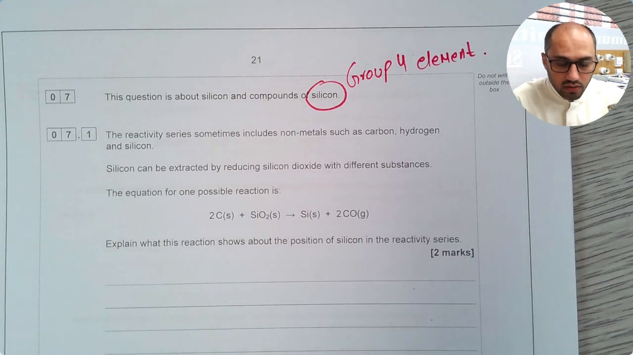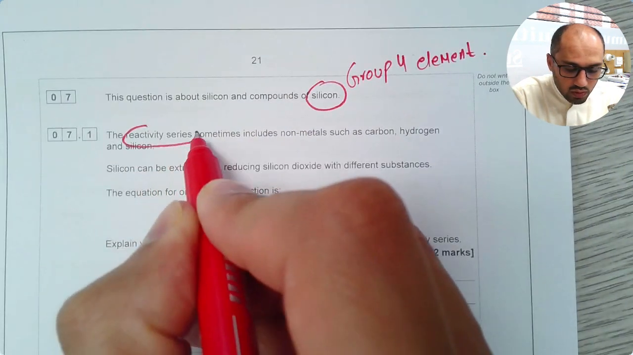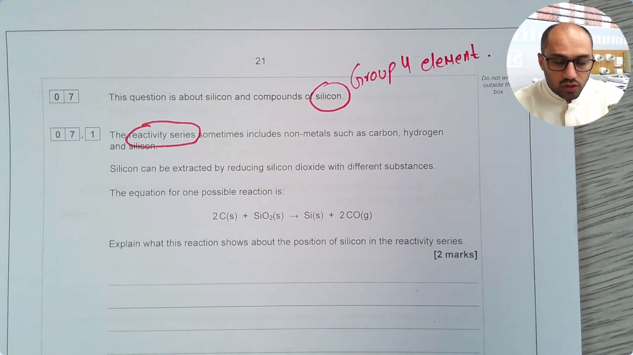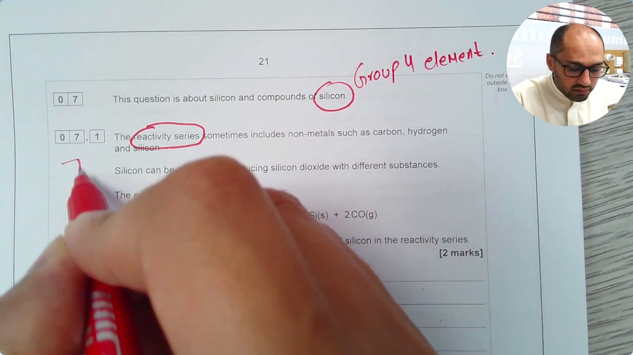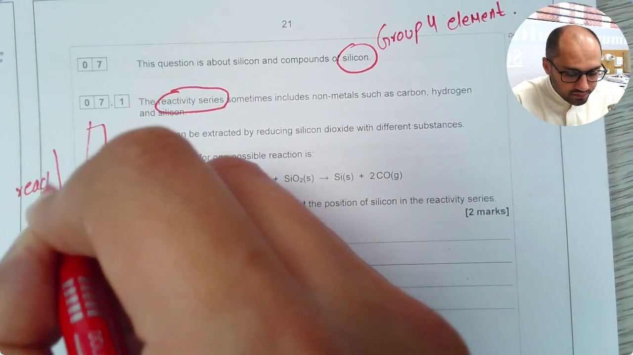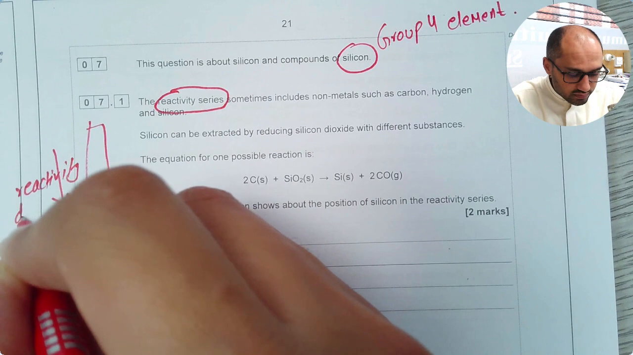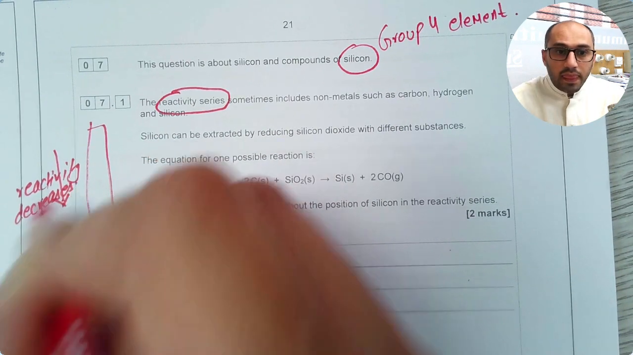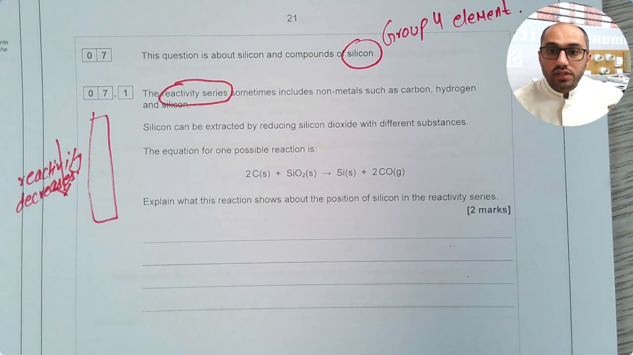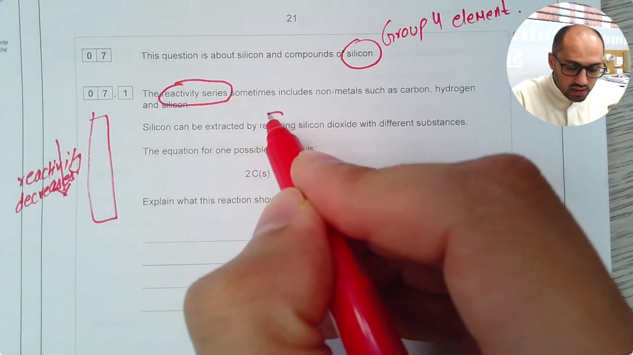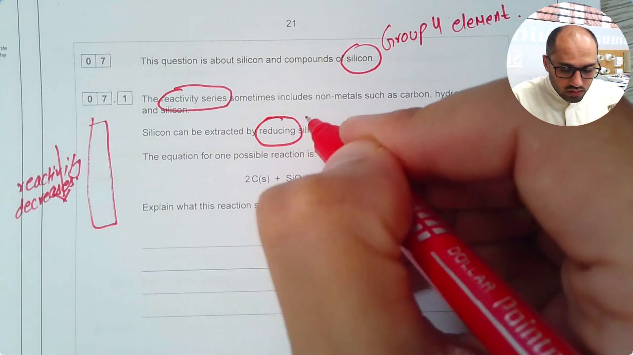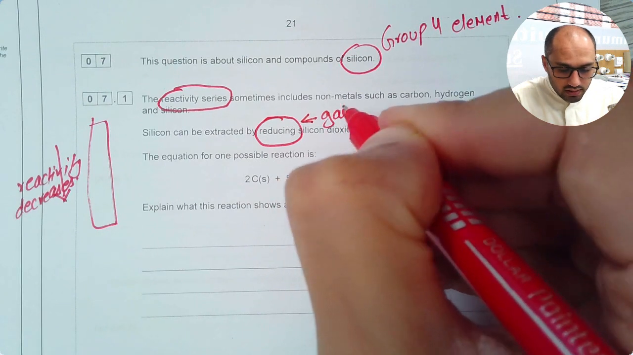So before I carry on, I need to remind myself what I mean by the word reactivity series. It's a series of different elements and it shows their reactivity. So if I have a reactivity series here, as I go down, the reactivity decreases. It says silicon can be extracted by reducing silicon dioxide with different substances. So they are saying reducing silicon dioxide. What does reducing mean here? Reducing means it will gain electrons.